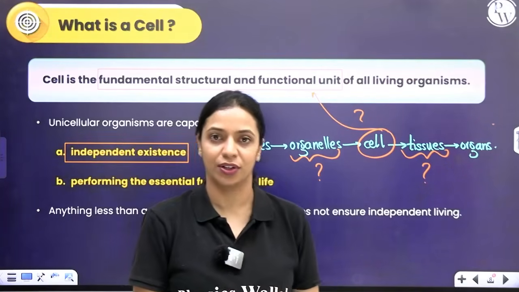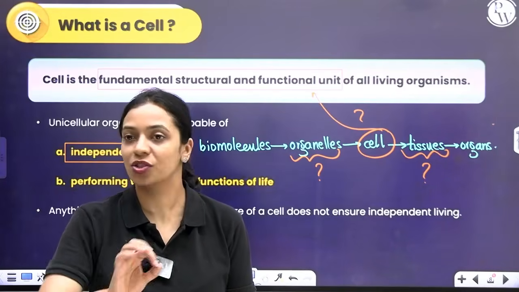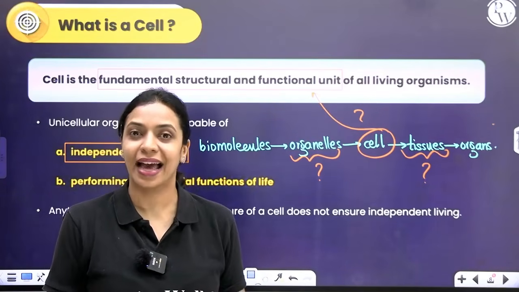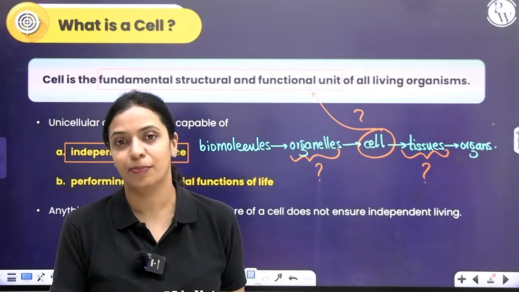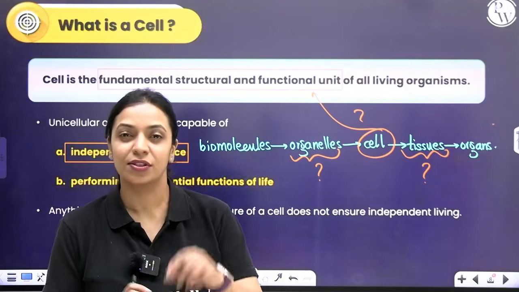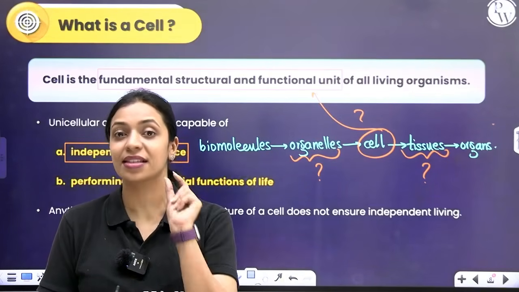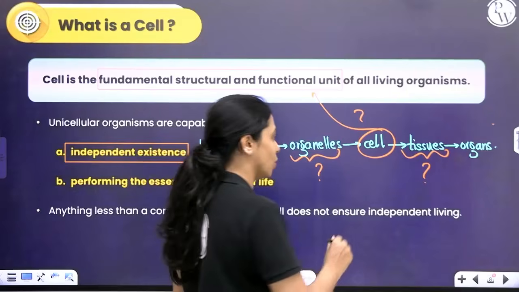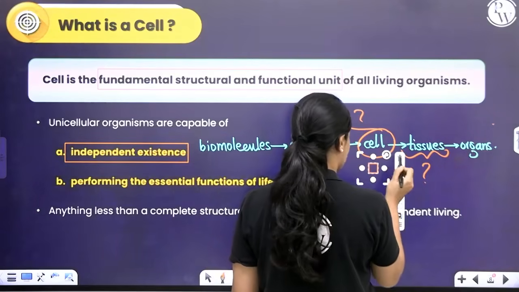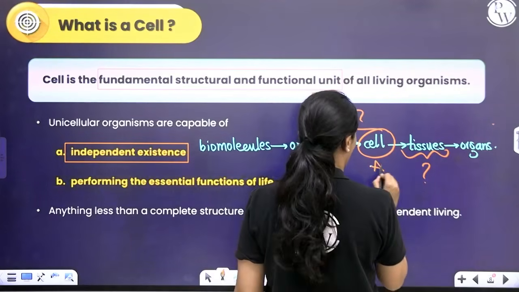Can organelles exist independently? Just a mitochondrion, just Golgi apparatus, or just endoplasmic reticulum? Can it exist independently? It cannot. The smallest unit that can exist independently in biological organization is a cell. Example for that is our unicellular organisms.